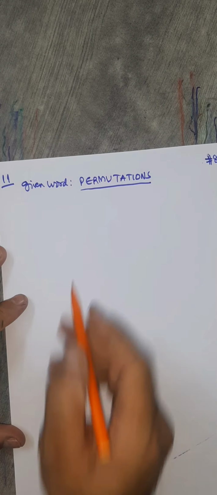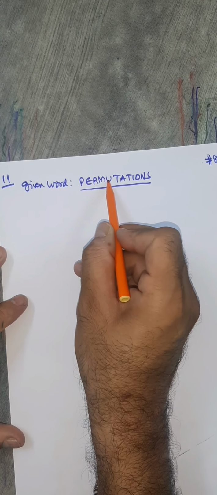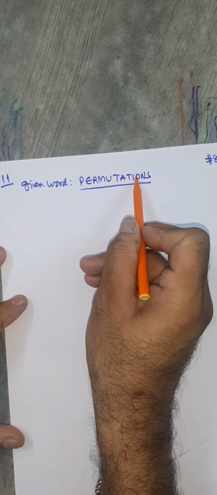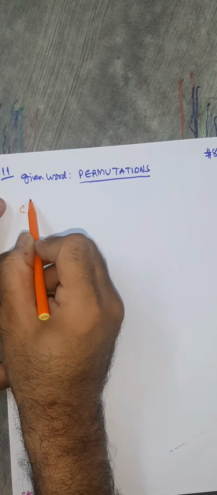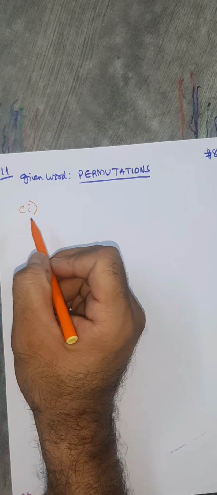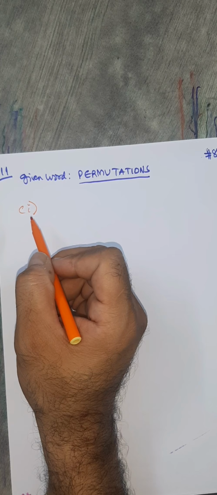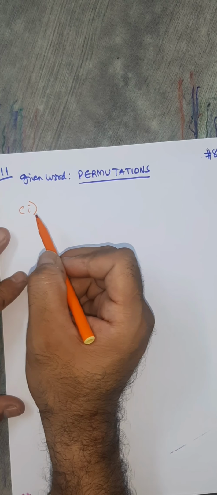What's the first question there? First, let's count the number of letters. How many letters are there? Let's count: 1, 2, 3, 4, 5, 6, 7, 8, 9, 10, 11, 12. So there are 12 letters. Now, what's the first question? How many words are there that start with P and end with S?